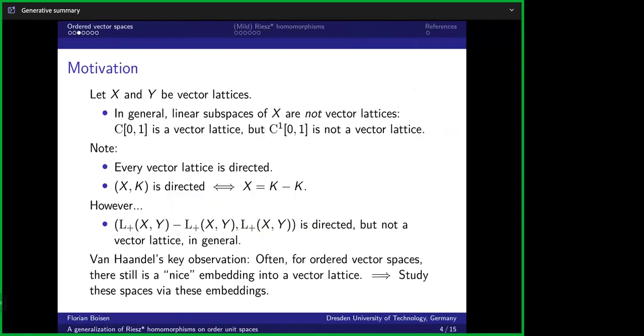And now comes a new figure on the playing field, Van Haandel, and he observed that often for ordered vector spaces, there is still a nice embedding into a vector lattice. And so the idea is to study these nice ordered vector spaces via these embeddings and use basically vector lattice theory in order to study these so-called nice ordered vector spaces.